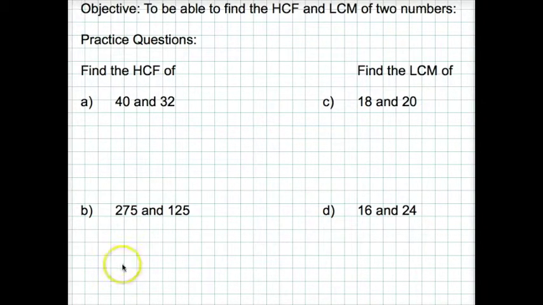Hi, welcome back. Let's now go through these together. Question A then, highest common factor. What I'm going to do is write each of these numbers in prime factor form.